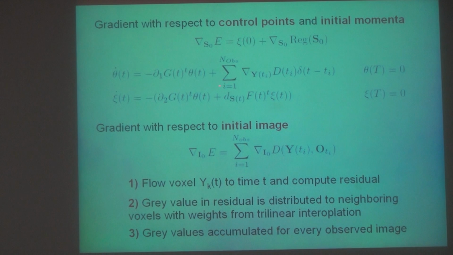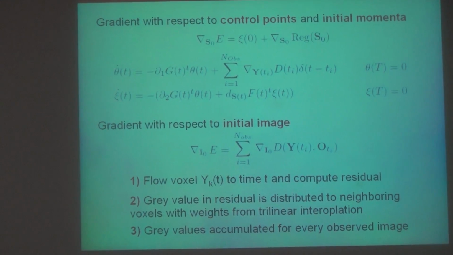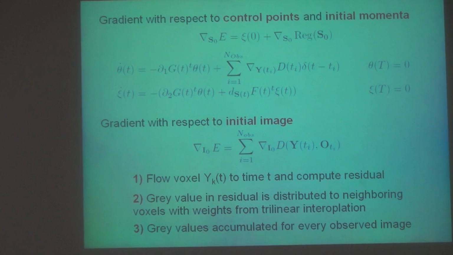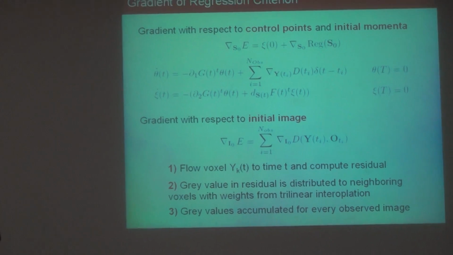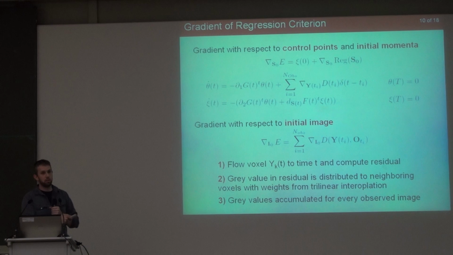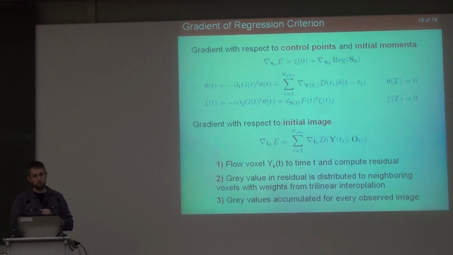The first one involves data terms. So the gradient of the data term acts as jump conditions at the time of observation. You start with initial condition 0 at the final time point in your evolution. You integrate these equations backwards in time, adding gradients at every observation. And then once you get back to the initial time point, you use that value to update the location of the control points and the momentum.